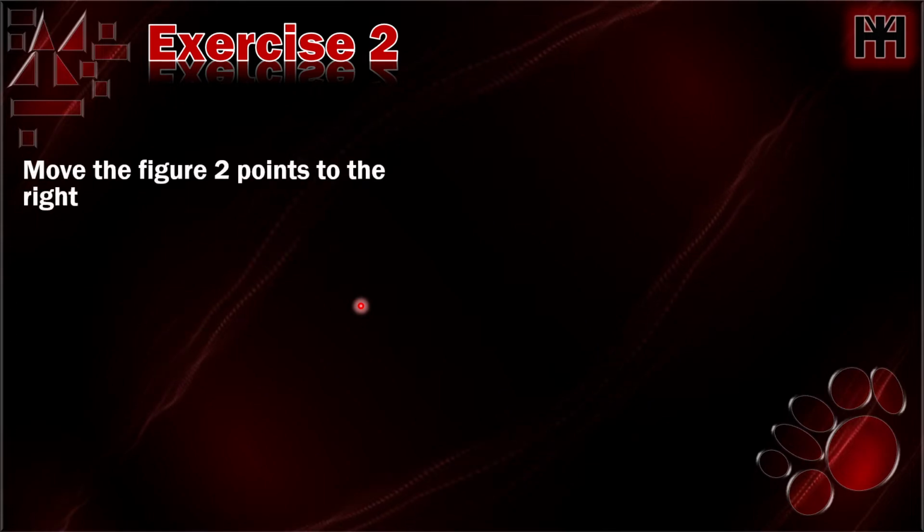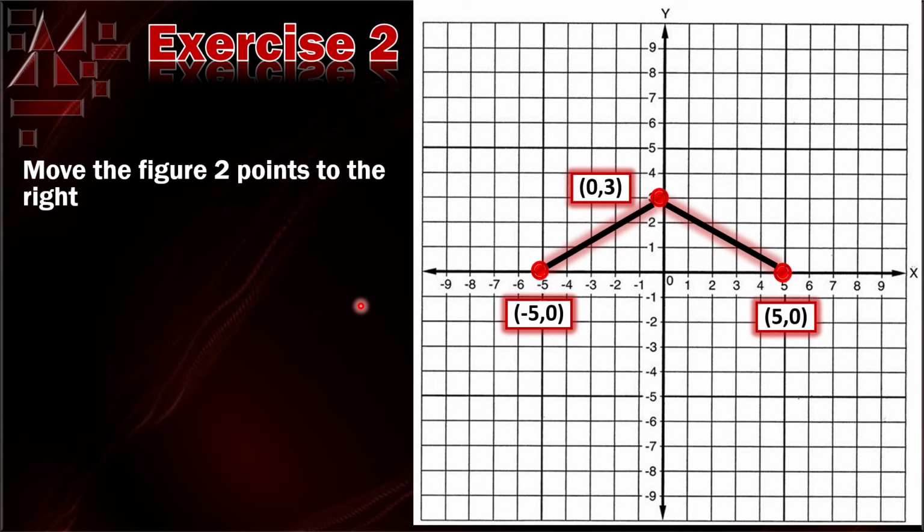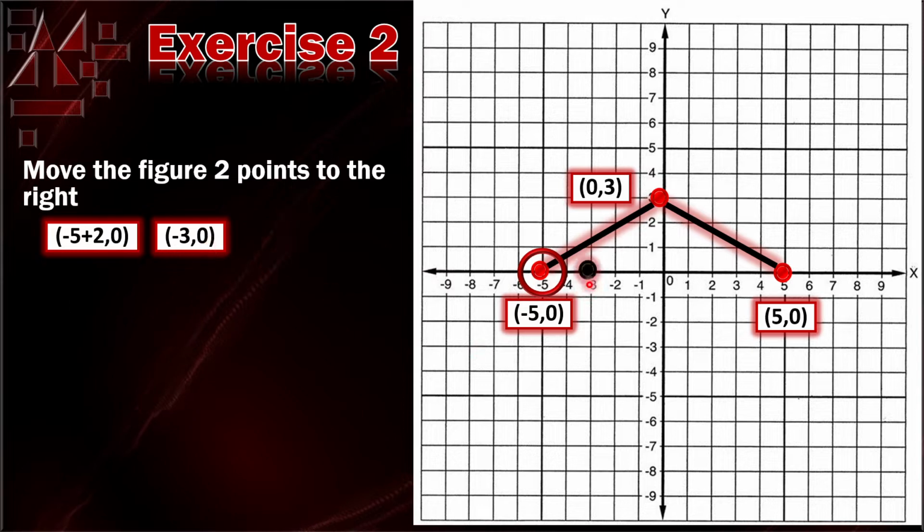Exercise 2. Now we will move this figure 2 points to the right. We will start with negative 5 and 0, the first point here. So we have negative 5 plus 2, because we will move it 2 points to the right. It will be negative 3 and 0. So the new point will be here.